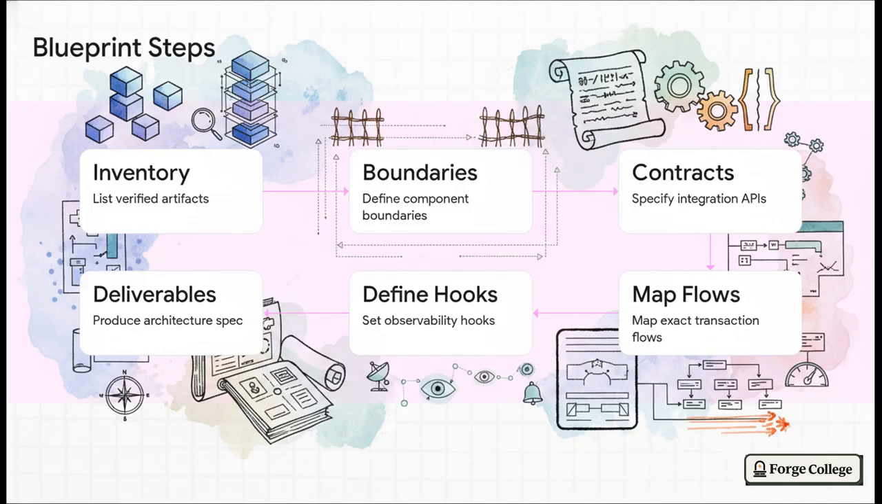Step 5 is defining observability hooks. This means deciding exactly what events need to fire so you can actually monitor the system. And finally, Step 6 is producing the deliverable document itself. This highly structured process ensures you aren't just guessing out there. You're building a map based entirely on proven, tested realities.